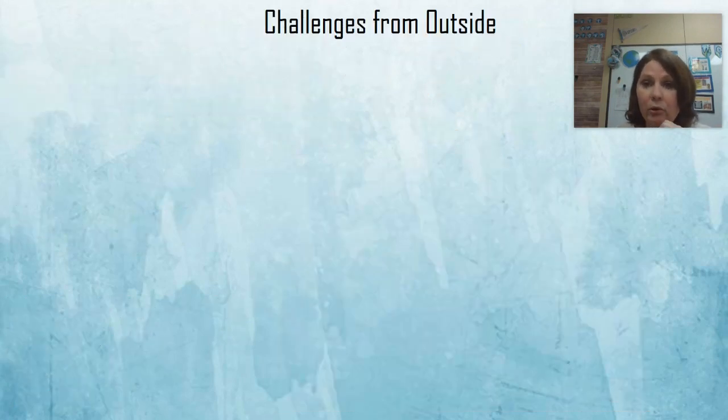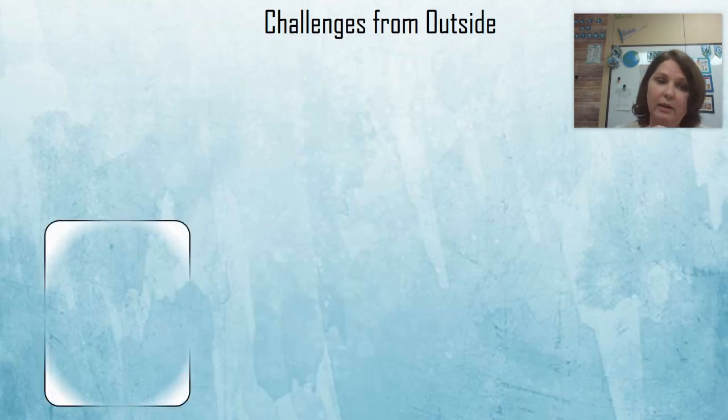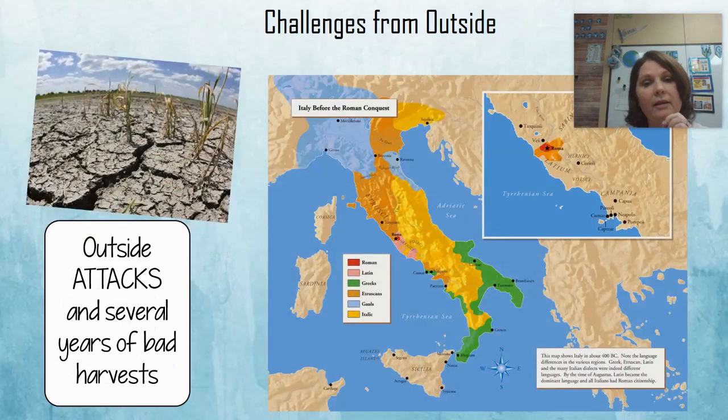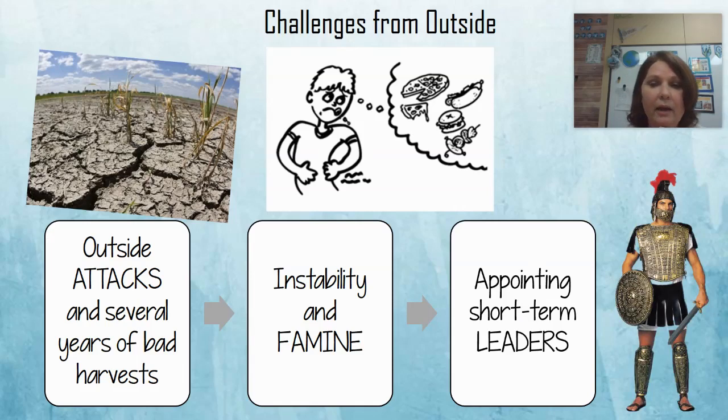And anytime you're doing well, your enemies are always watching. And so challenges come from the outside. They're open to outside attacks because people see that they're doing well. And as they were watching what was going on, they began to weaken a little bit because of some bad years of harvest. They were having a little bit of trouble. So everybody's watching because you're doing really well. And then they had some bad luck kind of hit in terms of harvest. So when that hit, there was some instability around. And people were hungry and they had famine.